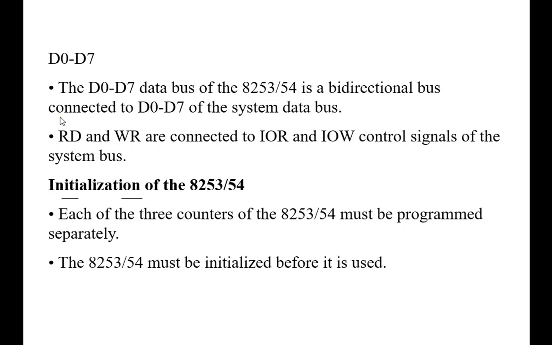Now D0 to D7 is the data bus, which is bidirectional and easily connected. Read and write are connected to I/O read and I/O write, the input output read and input output write control signals of the system bus.